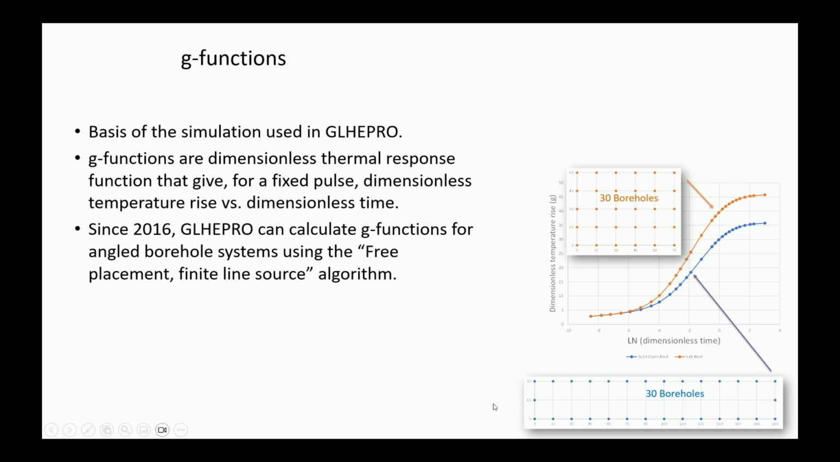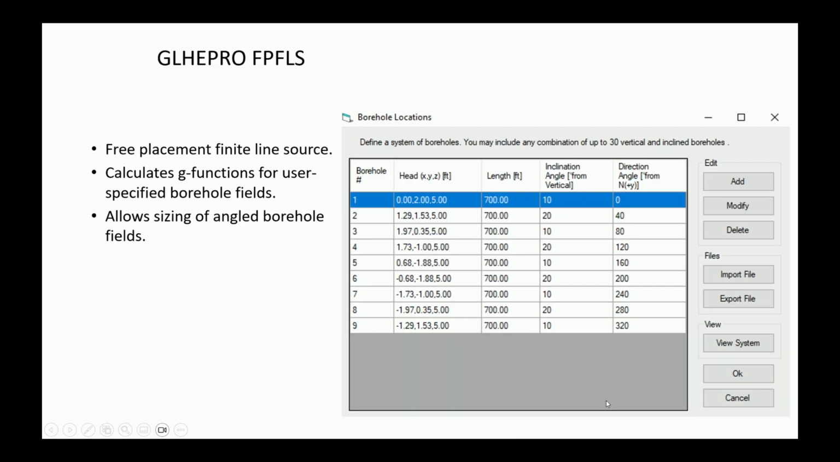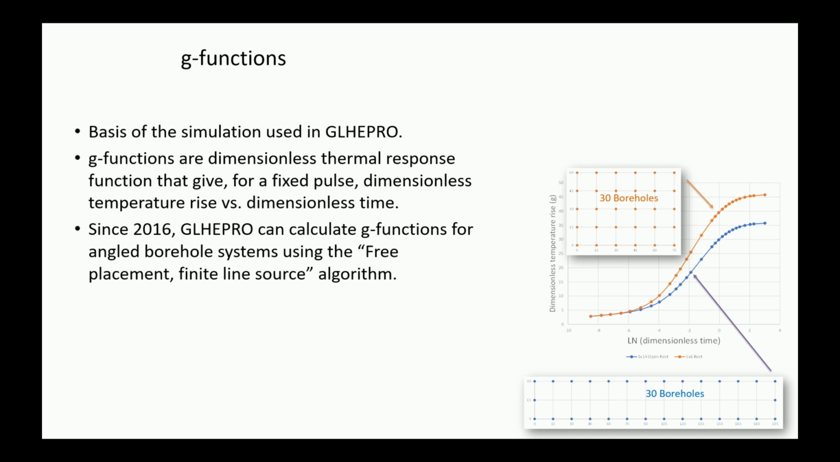So just as an example, with straight boreholes, here are 2 fields, a 6x5 field and a 30 borehole field with an elongated open rectangle. And you can see that the orange curve for the 30 boreholes in this more compact configuration rises faster because you get more heat buildup if you have an imbalanced system, or heat drawdown, depending on how it's imbalanced.